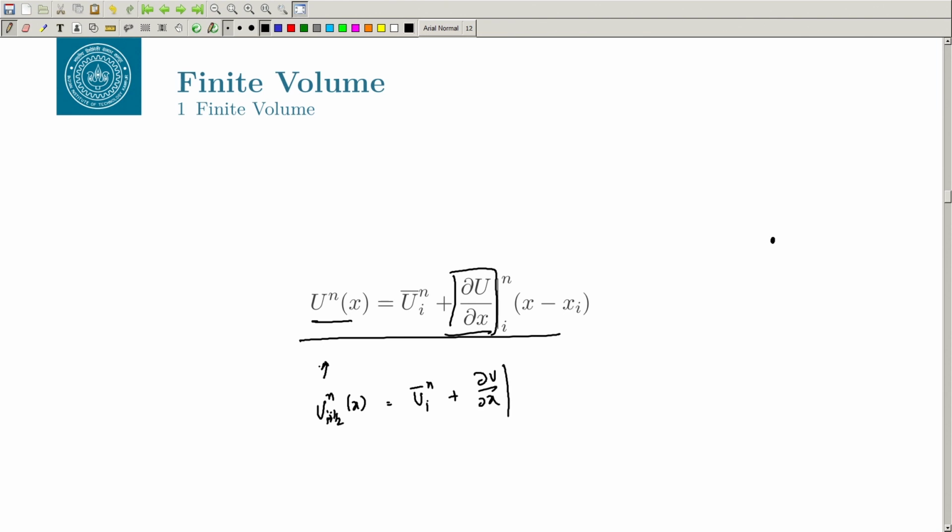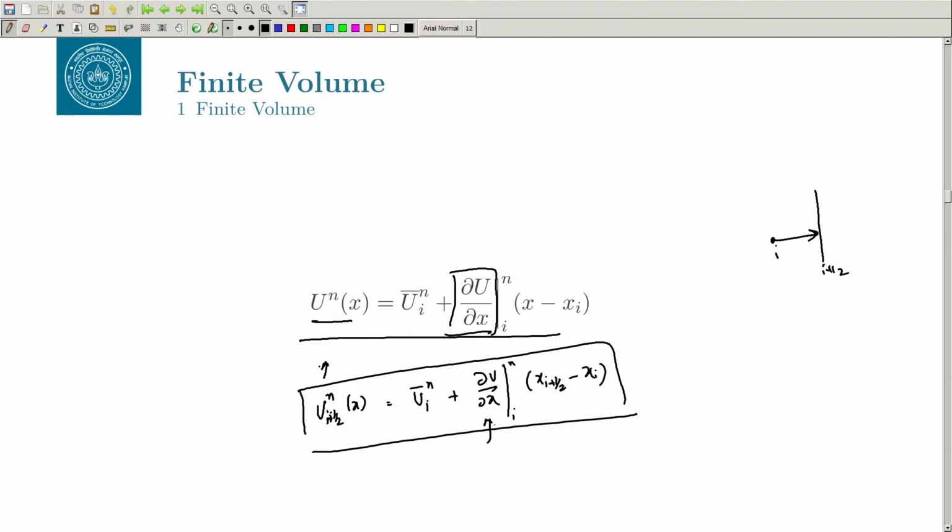So, from the cell you have to go to the face, from this cell I to this face I plus half, so you multiply by x I plus half minus x I, and you calculate that. So, you need this gradient, how it is varying within the cell. Now, there are many ways you can think about how your value is varying within the cell. One is using a constant value.